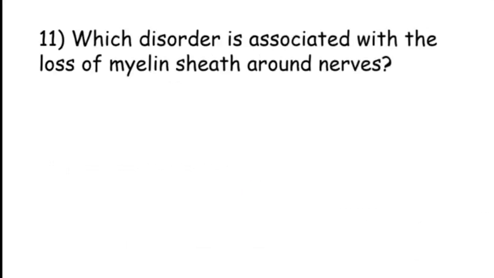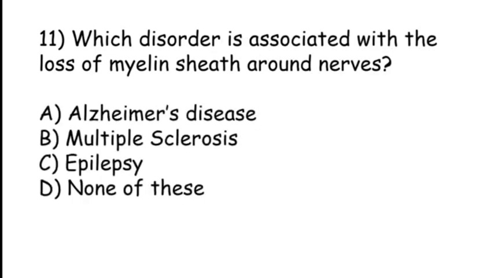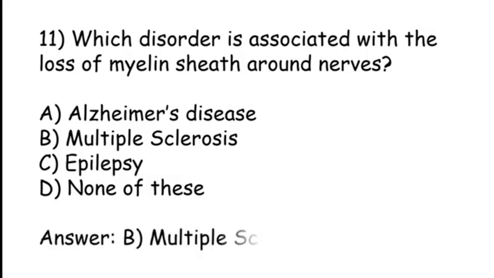Which disorder is associated with the loss of myelin sheath around nerves? Alzheimer's disease, multiple sclerosis, epilepsy, none of these. The correct answer is option B, multiple sclerosis.